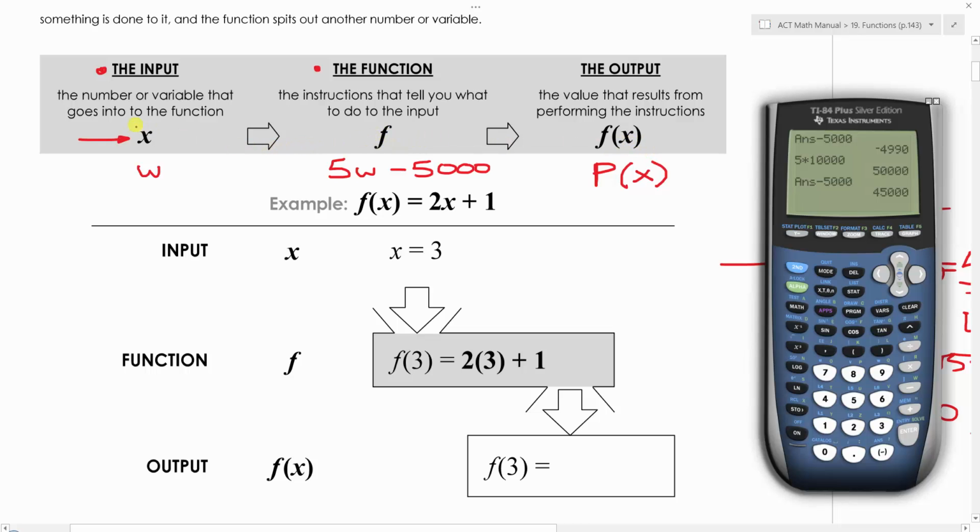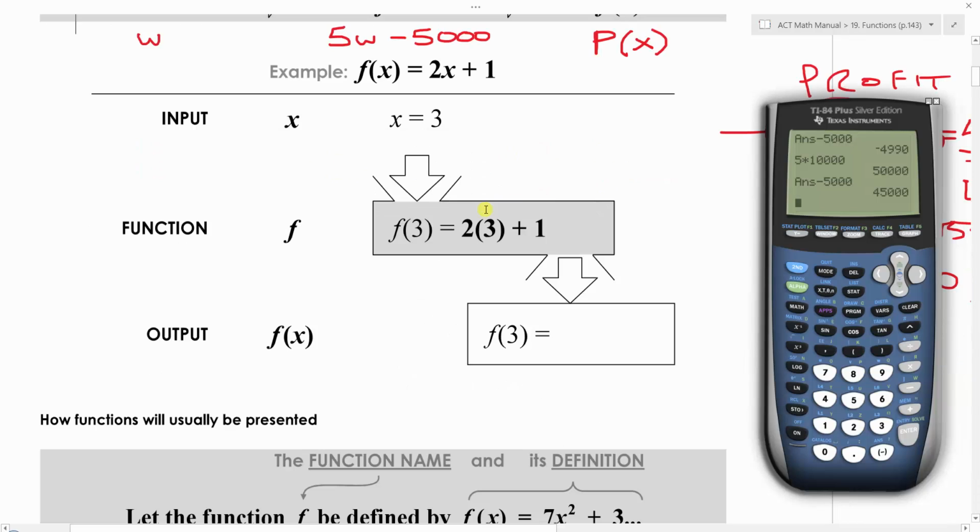So you'll need to be familiar with those, and you'll need to understand how, if ACT gives you different variables or different symbols, they relate to the typical symbols, the X, the F, and the F of X. So as another quick example, this one should be pretty simple.